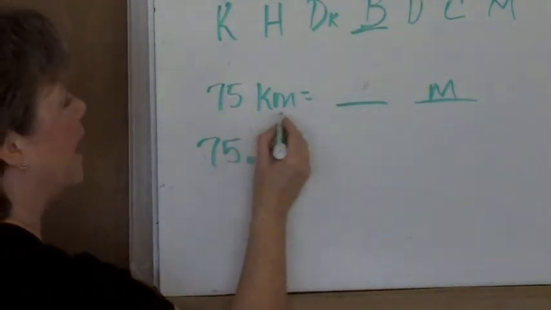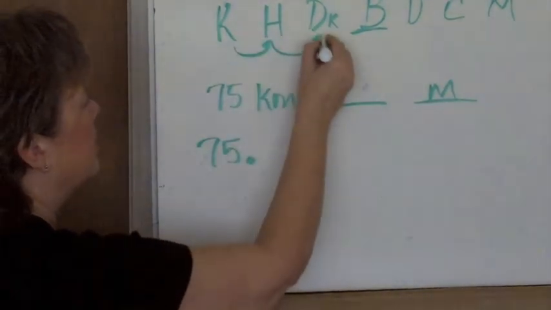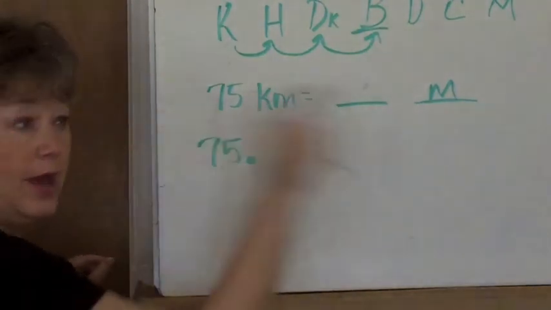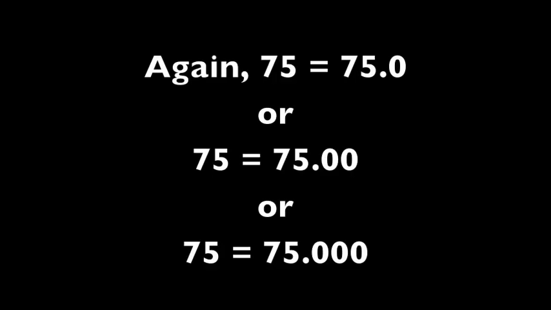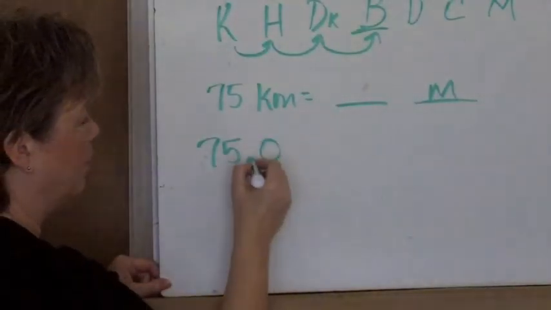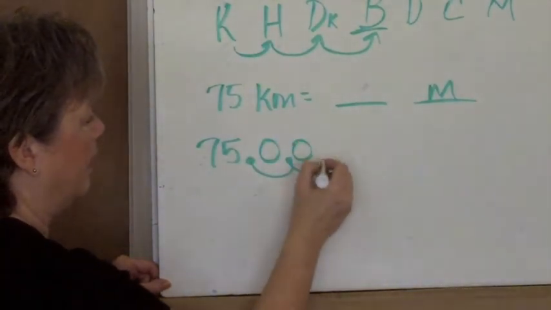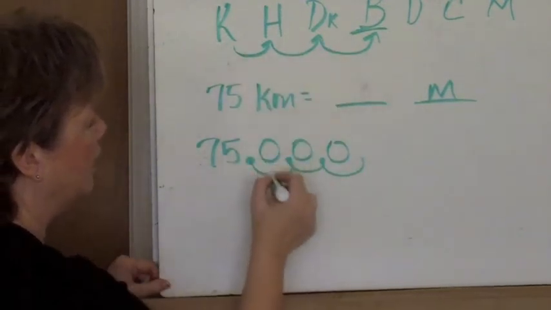And I'm going from kilometer to meter. So I'm going once, twice, 3 times. And which way did I go? I went that way. So my decimal is going to go that way. So if I move it, I have to have a 0. Move it once. That's my once. Add another 0. Move it again. I had to move it 3 times. 1, 2, 3. 1, 2, 3.